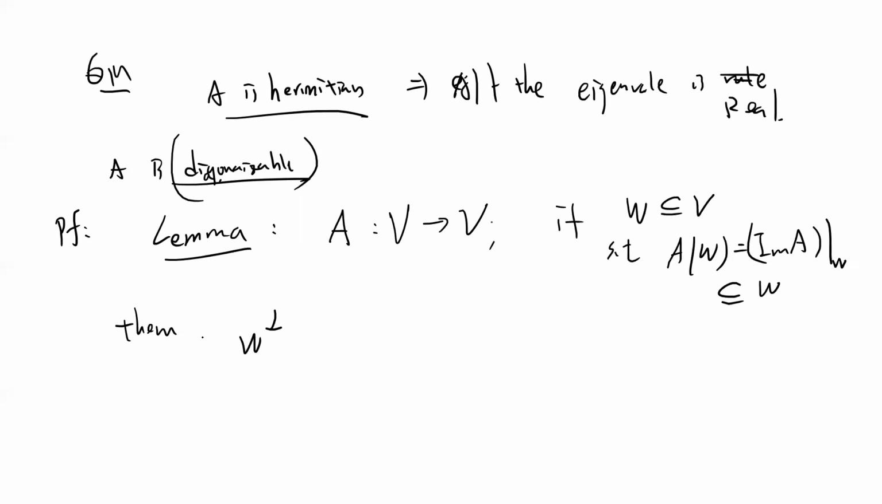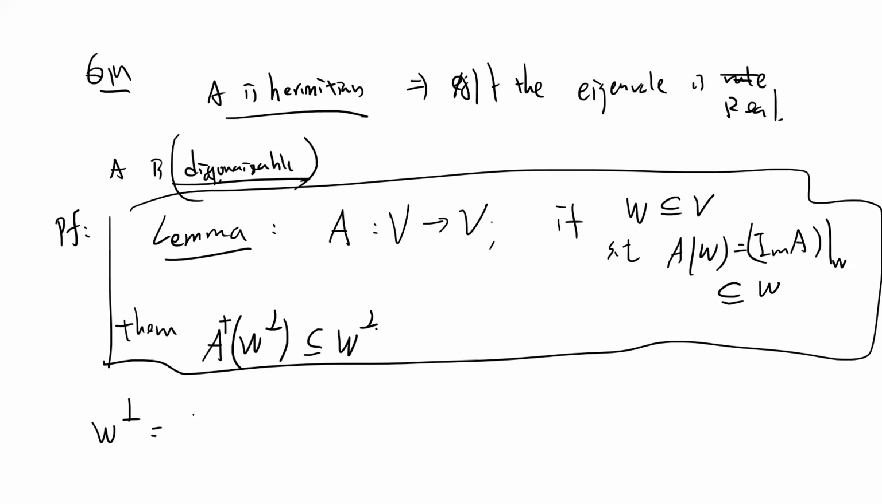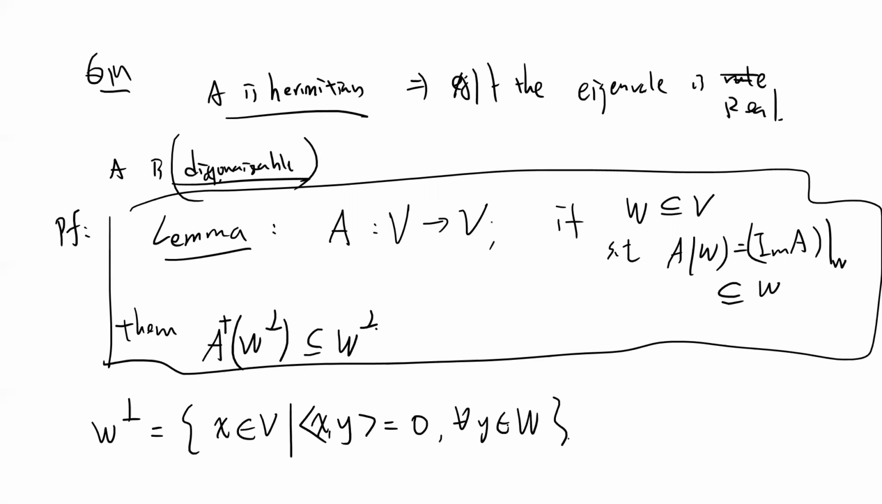then A dagger applied to the W complement will sit inside the W complement. This is the lemma. The notation is that the W complement is all vectors in your vector space such that their inner product is zero with all y in W. Basically you take any subspace and create the so-called complement space, collecting all the vectors whose inner product with all the vectors in W is zero. This is called the W complement. The lemma says that if A fixes W, so AW sits inside W, then A dagger of the W complement sits inside the W complement. This is the only important lemma that we need to prove.